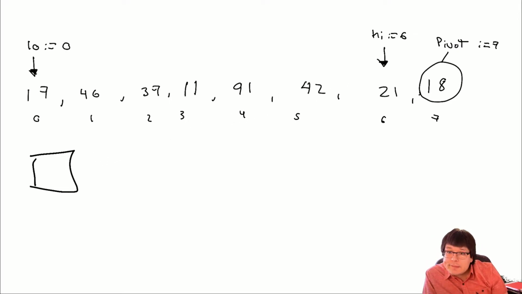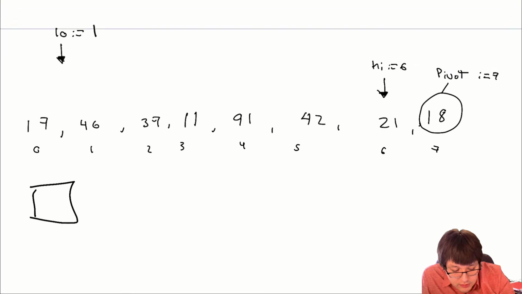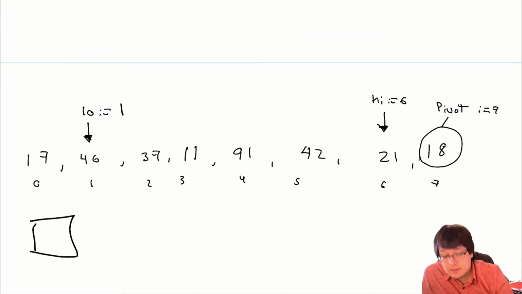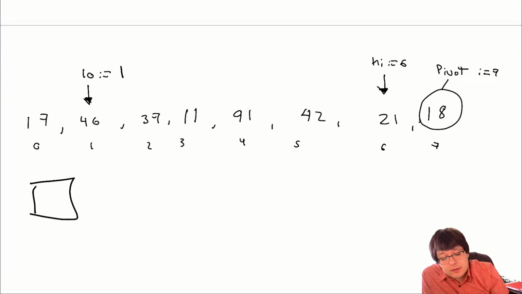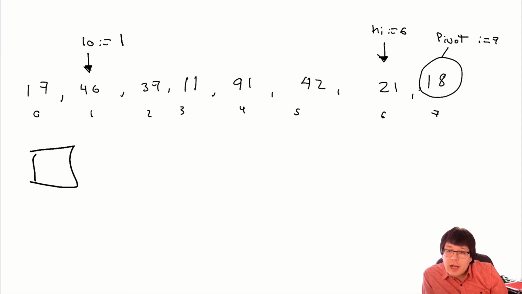Once I do that, I can go ahead and run my checks again. Is low smaller than the pivot? Yes, it is. Good. In this case, I can finally move low ahead. So I increase it by 1. So now low is looking at that. At this point, I have two choices. I can either look at high or I can keep running with low. So I'll just keep running with low.